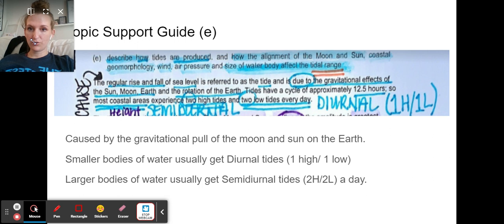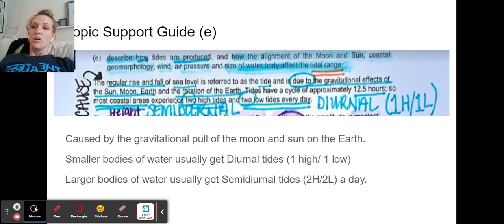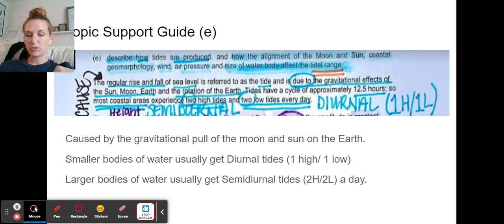It says describe how tides are produced and how the alignment of the moon and sun with Earth, coastal geomorphology, or what the shape of your coastline is, wind, and then air pressure, how it could affect your tidal range, the difference between high and lows.